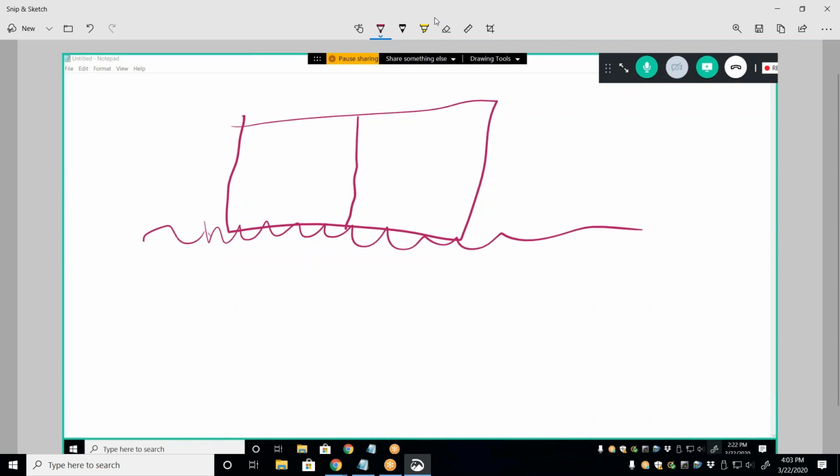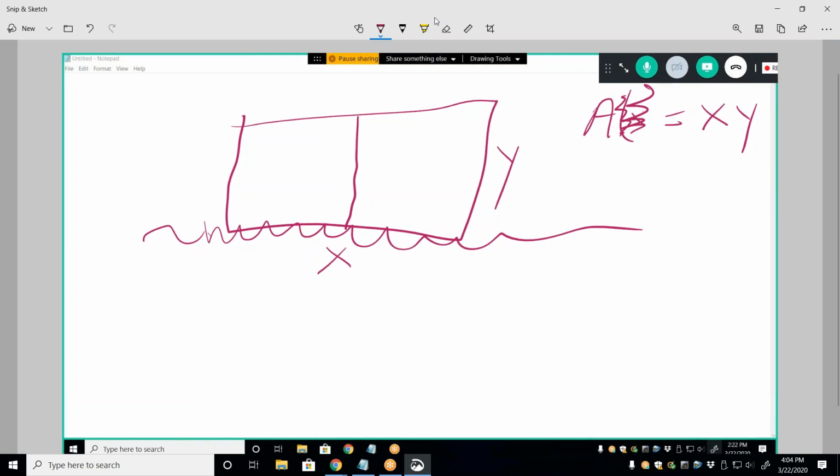Okay. Maximum area. Let's let this be x and this be y. So our maximum area function is going to be x times y, right? Again, you have not been taught the math to do this. This is a calculus problem. But we can do it still.